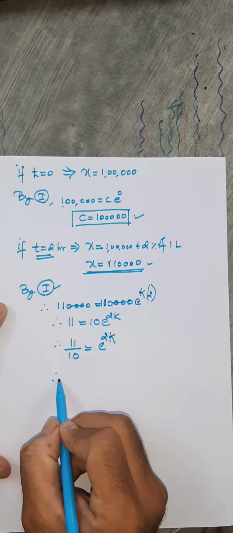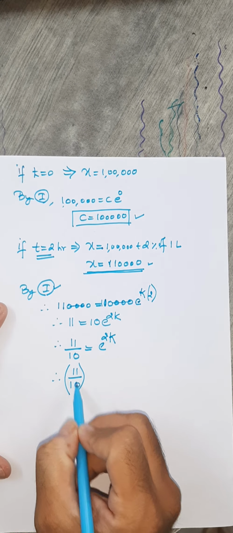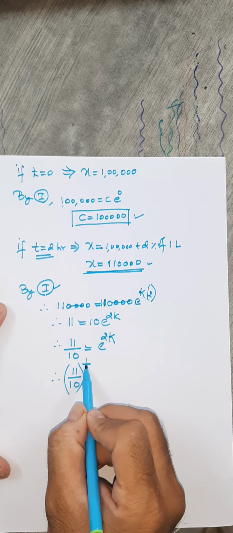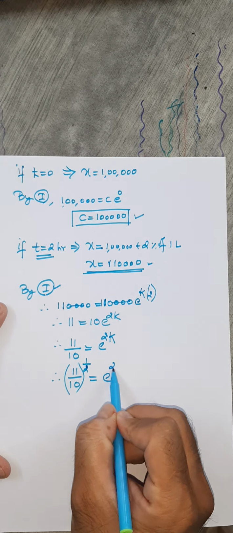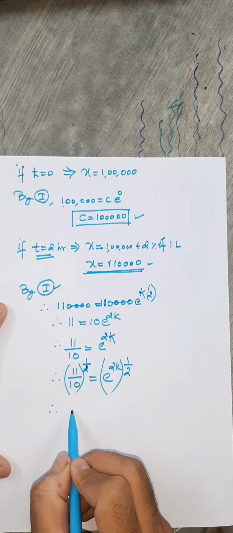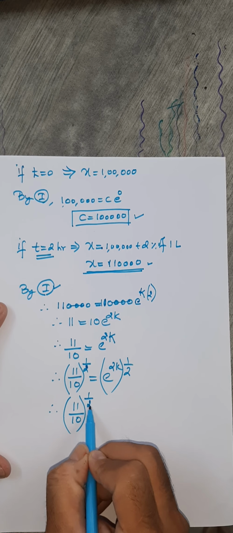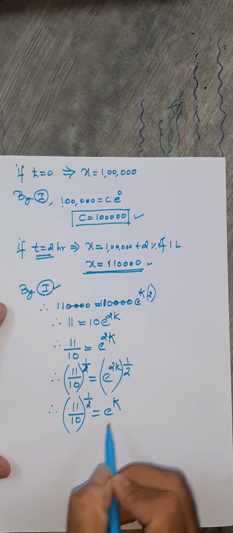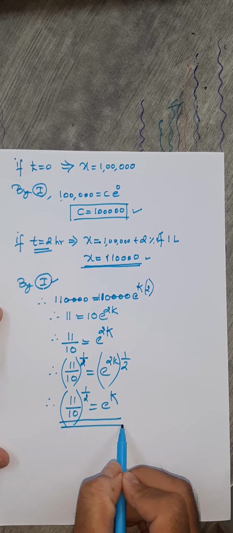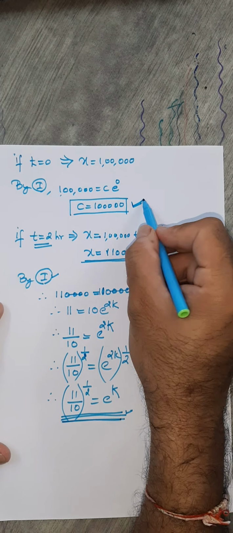So you can just take the square root on both the sides. (11/10) raised to half equals (e raised to 2k) raised to half. So this 2 will get cancelled. So (11/10) whole raised to half equals e raised to k. So you got the e raised to k now. Instead of k, you have e raised to k, and here you have c.